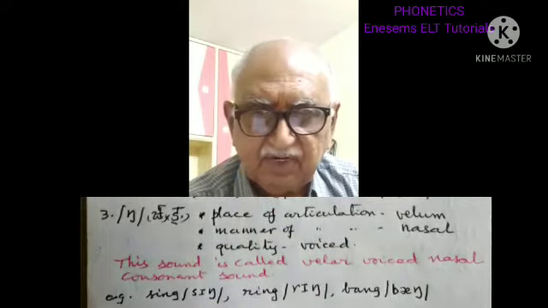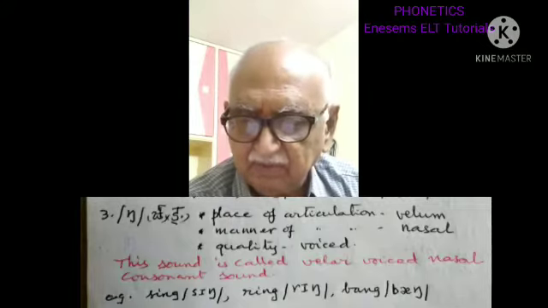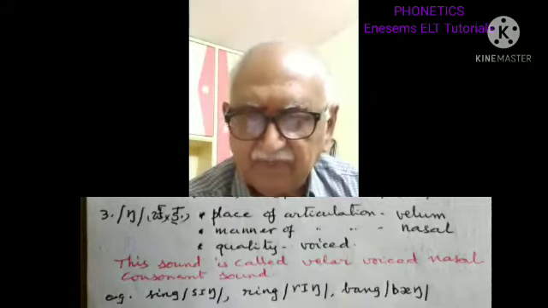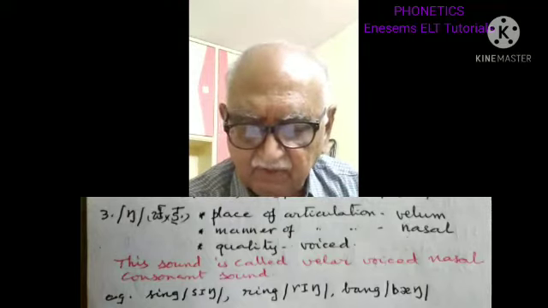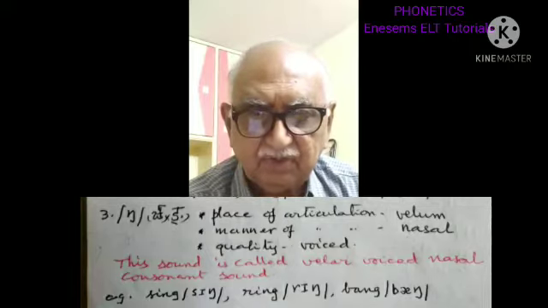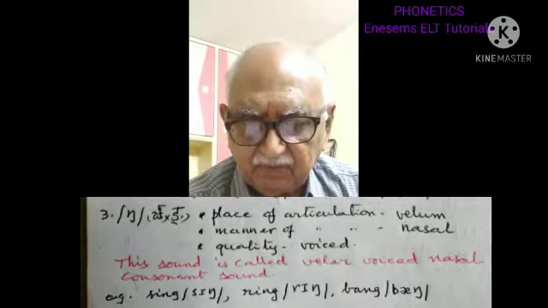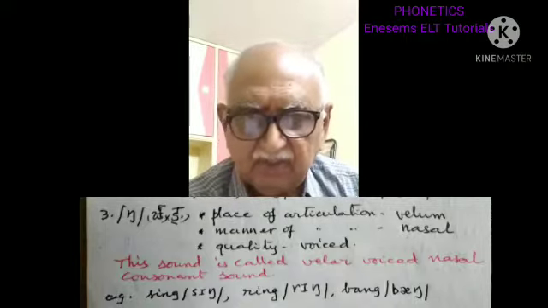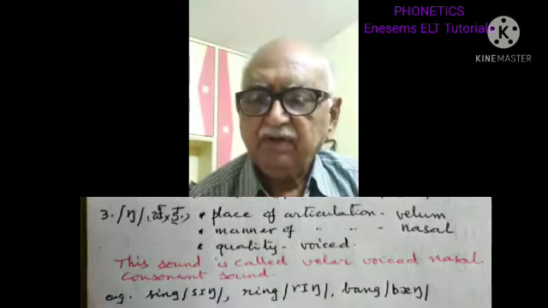Third nasal sound is ng. Place of articulation is velum. Manner of articulation is nasal, as the above 2 nasal sounds, and the quality is voiced. This sound is called velar voiced nasal consonant sound. This sound generally or never occurs in the beginning. Most of the time it occurs at the end place in a word, as in these words: sing, ring, bang. Right?